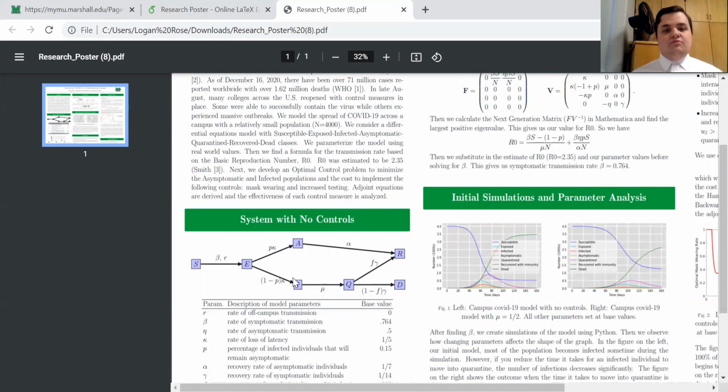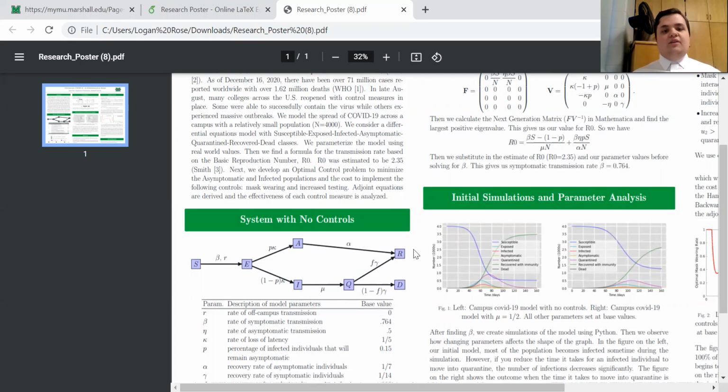And those in the I class will go into the quarantine class. And once they're in the quarantine class, they can no longer spread the disease. And then those in quarantine go to the R class, which is recovered or dead. Meanwhile, those in the asymptomatic class go straight to the recovered class.